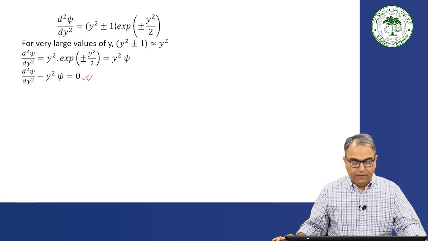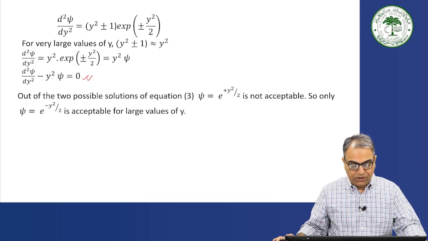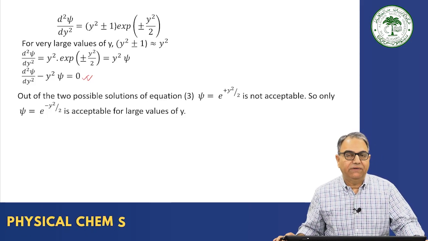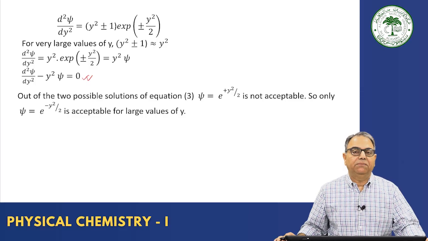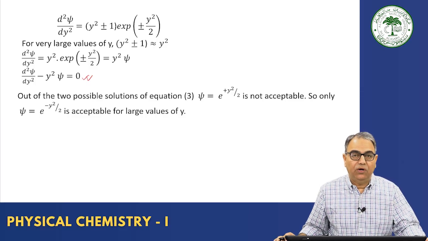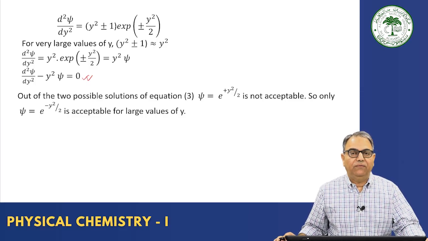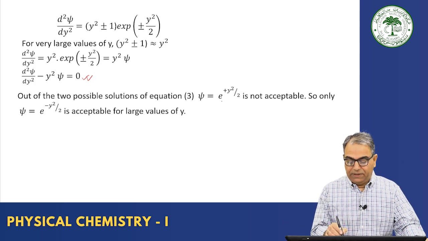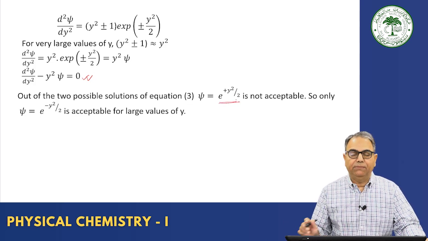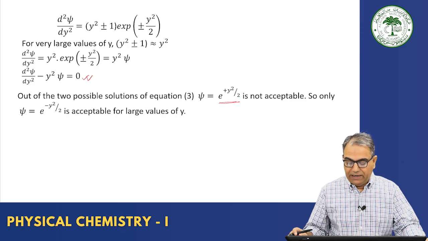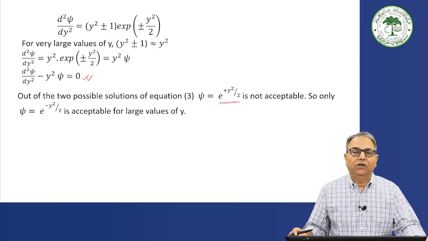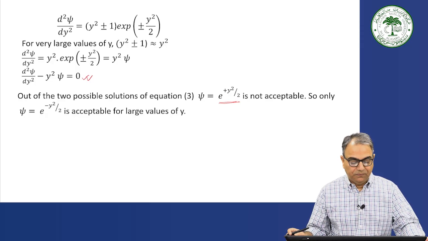Okay. Then having said that this is the solution of equation number 3, now we have two different solutions. Exponential plus minus y square divided by 2 could be written as exponential plus y square divided by 2 or exponential minus y square divided by 2. Now if you write exponential plus y square divided by 2, then it is not an acceptable solution, because it becomes infinite, and an infinite solution is not possible. A wave function must be finite, that we have done. The basic property of a well-behaved wave function is that it should be finite.